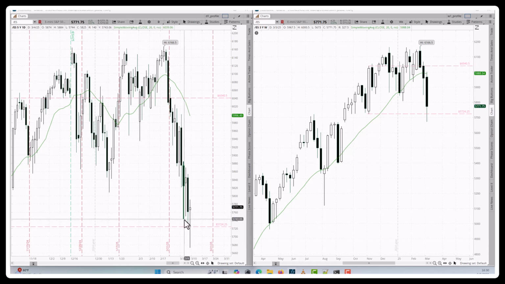If we mark this level, we're going to see that it tested from above twice. Boom, boom. So I anticipate that it may not come back to the level on Monday. It may not, it may reverse from here.